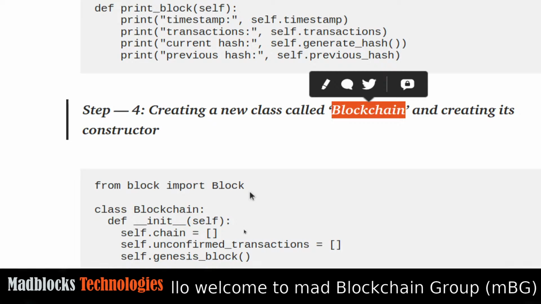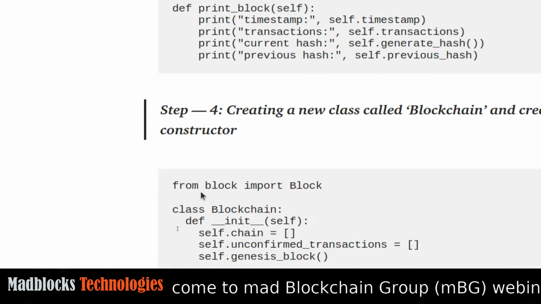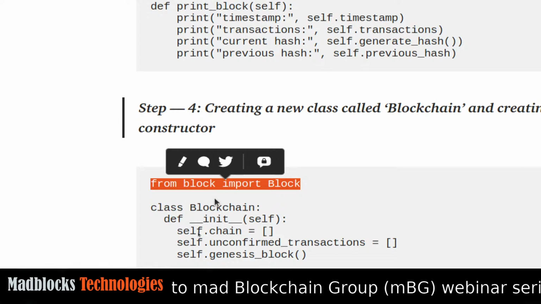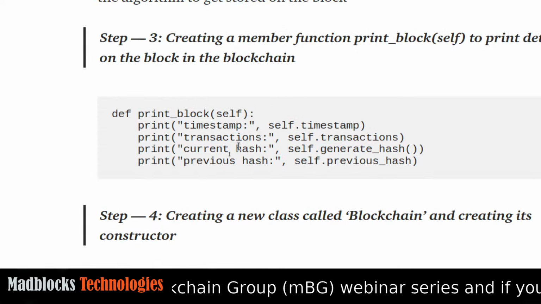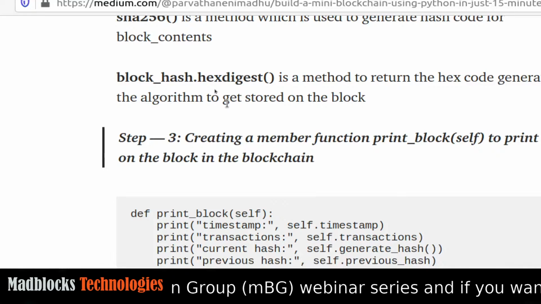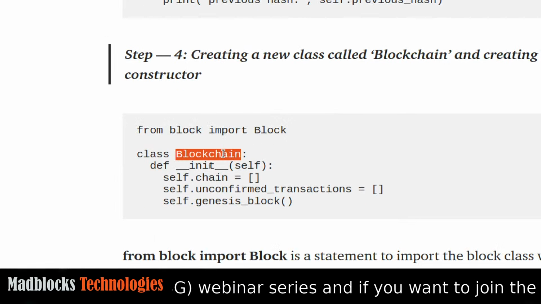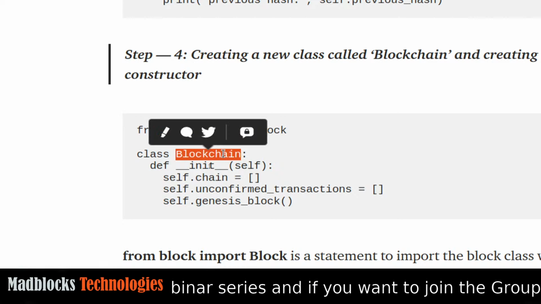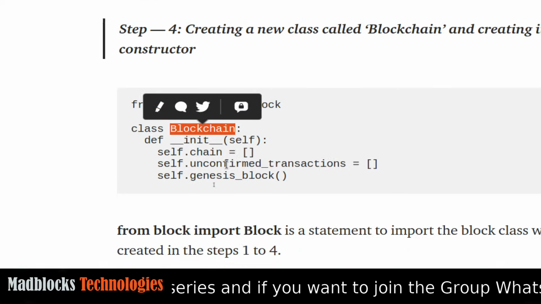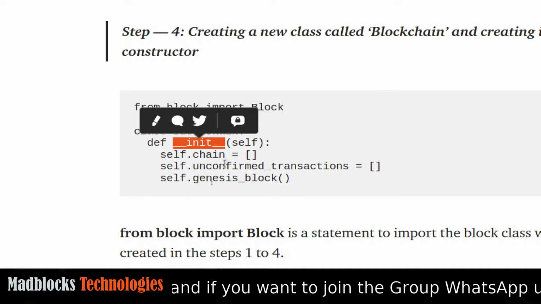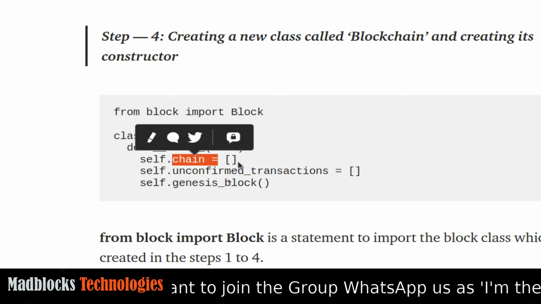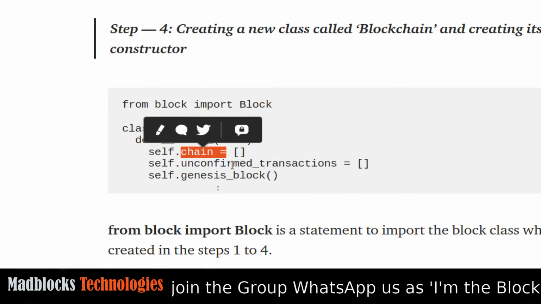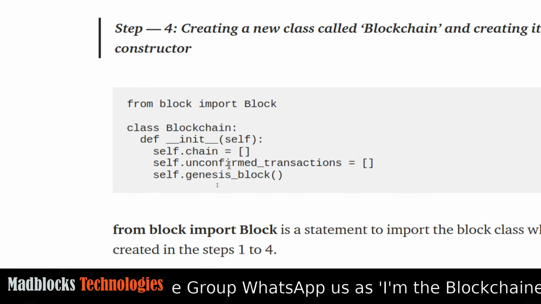So in the new class, from block import block. I have created a class called block, and that class I will import here, and then I will create a class called blockchain in order to instantiate the blockchain. So we have a constructor also. So here chain is empty, which means the blockchain is empty, and there are no confirmed transactions, which are like unconfirmed transactions.